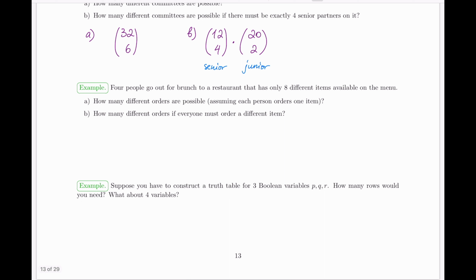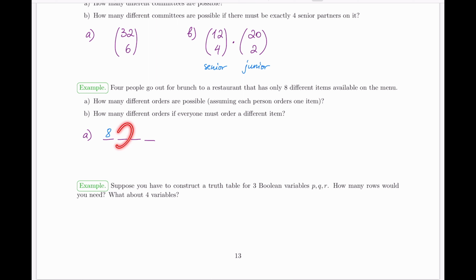4 people go out for brunch. How lovely. They go to a restaurant that has 8 different items available on the menu. Okay, brunch place, 8 different items. Pretty reasonable. How many different orders are possible, assuming each person orders 1 item? Okay, so I'm going to have 4 people going out to brunch, and there are 8 different items. The first person has all the possible options. So they have 8 options for their brunch item.